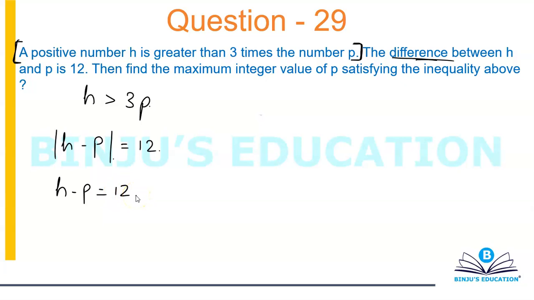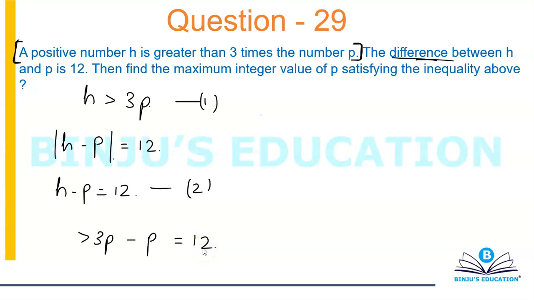Then find the maximum integer value of p satisfying the inequality above. Okay, so h minus p is 12, which is greater than 3p. So I need to make use of these two. If I'm going to use these two, I'm going to get greater than 3p minus p is 12.